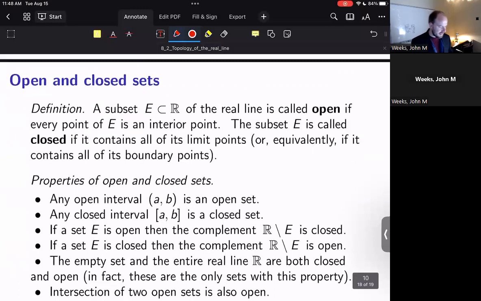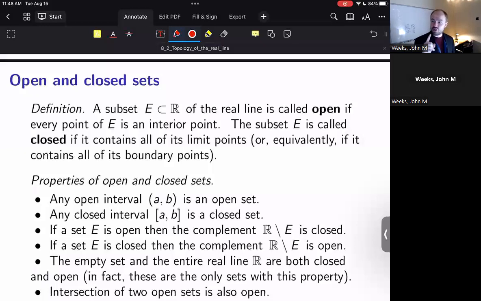So now let's close by talking about some properties of open and closed sets. Let's wrap everything up in terms of limit points, accumulation points, interior points, exterior, boundary. Let's talk about how we can classify things as open and closed. An open set is going to be a set such that every point of E is an interior point of E.